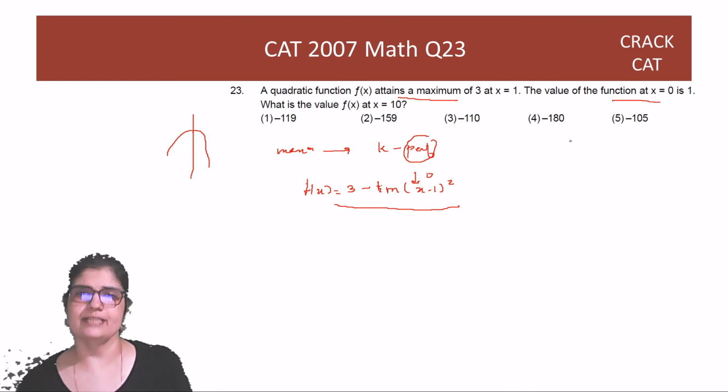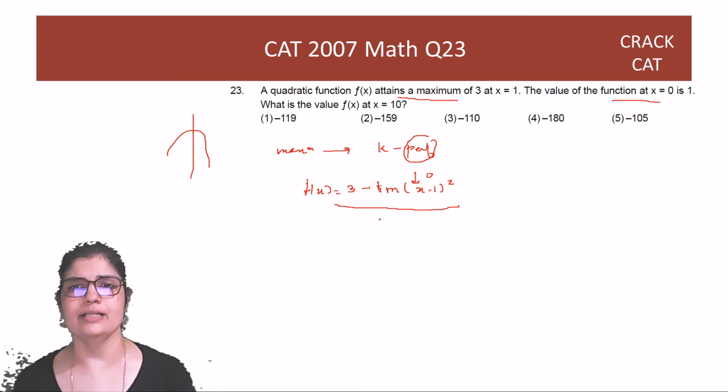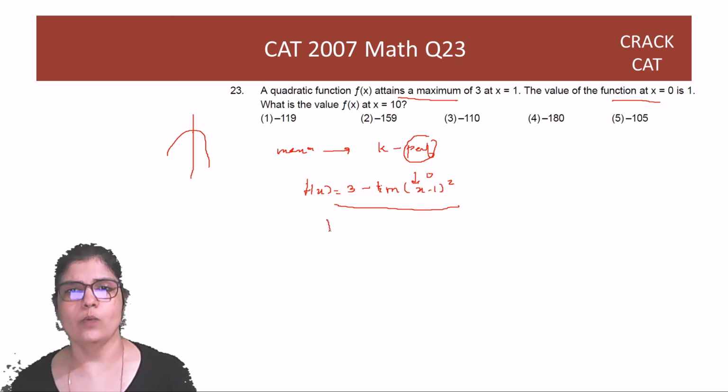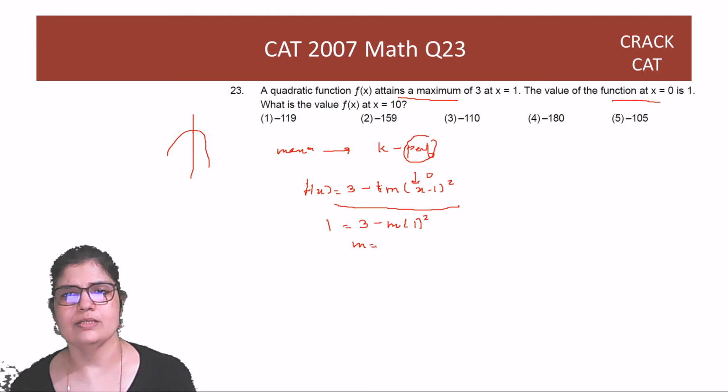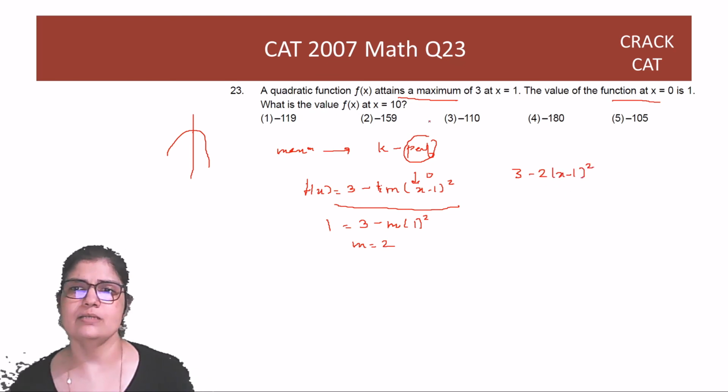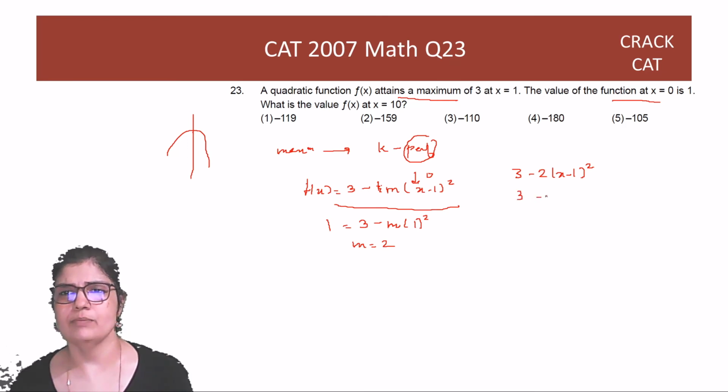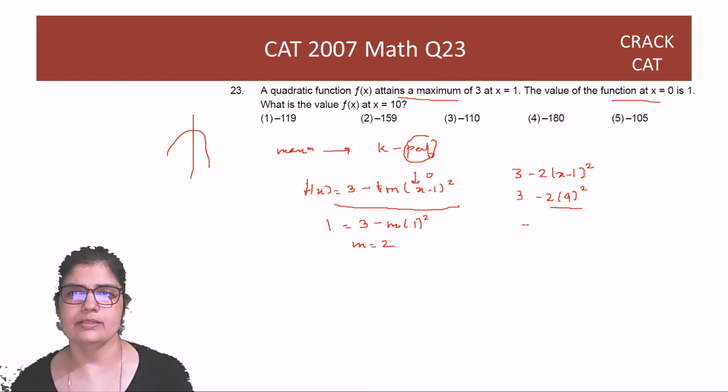The value of the function at x equal to 0 is 1. So put x as 0 in this. You get 1 equal to 3 minus m times 1 square, because x is 0. So you will get m equal to 2. So now you have the complete function. It is 3 minus twice of x minus 1 the whole square. Now we have to put x equal to 10. No problem. So 3 minus 2 into 9 square, which will give you 162, and 3 minus 162 is minus 159. Second option.